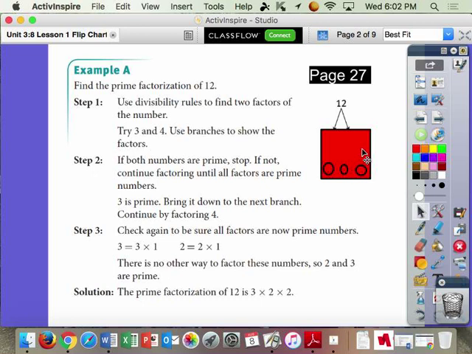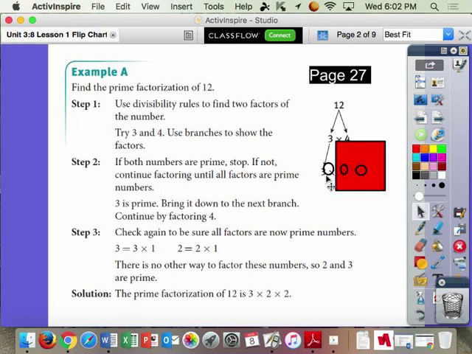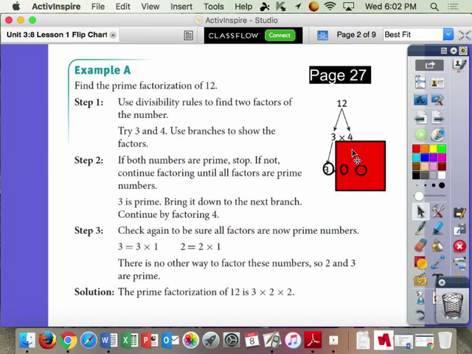Don't mind announcements. All right, so here's how this works. 12: which two numbers can you multiply together to get 12? You could say 2 and 6. You could say 3 and 4. In this case, we're going to use 3 and 4. So 3 is prime, so I have it circled here. What two numbers multiply together to get 4? 2 and 2. So 3 times 2 times 2. This right here is the prime factorization of 12.